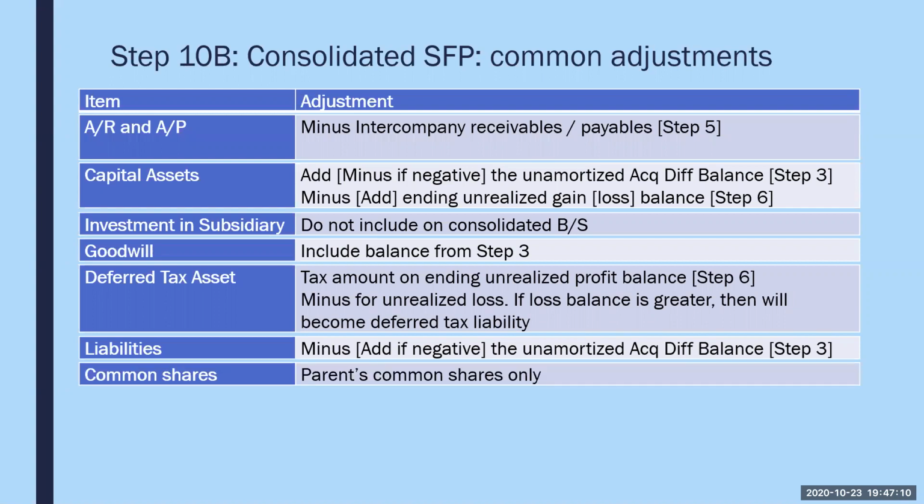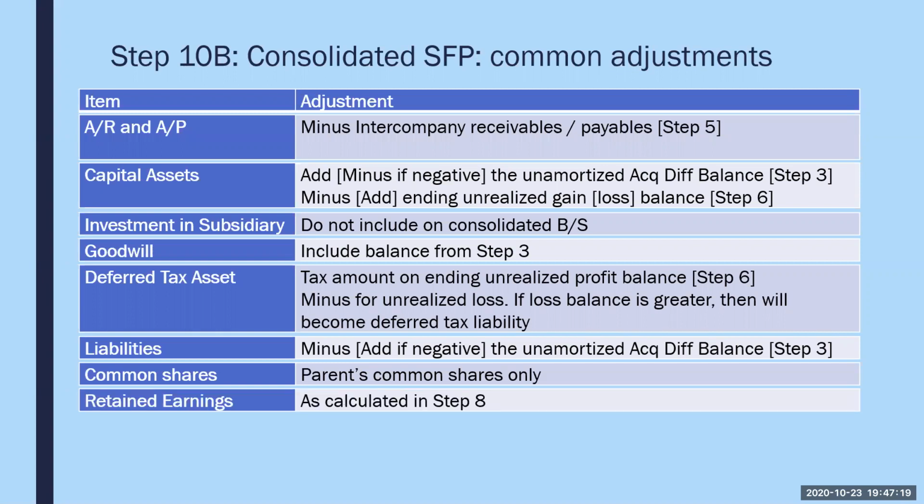Common shares reported should be the parent company's common shares only. The subsidiaries' common shares are eliminated. Retained earnings should be the consolidated retained earnings as calculated in step 8, and non-controlling interest should be the amount as calculated in step 9.